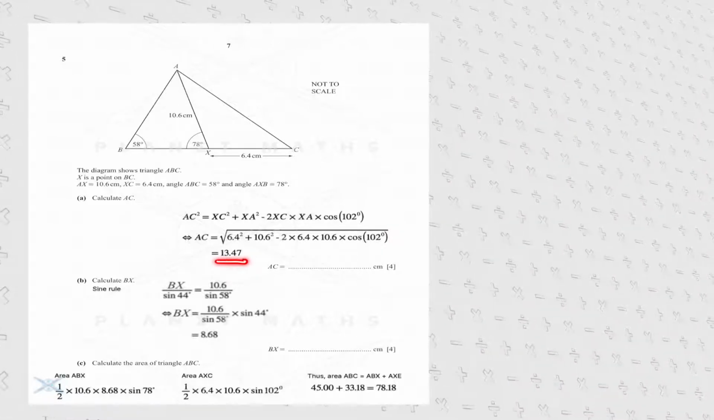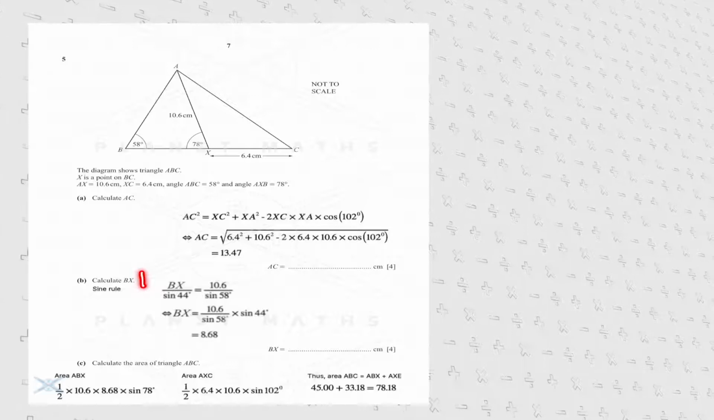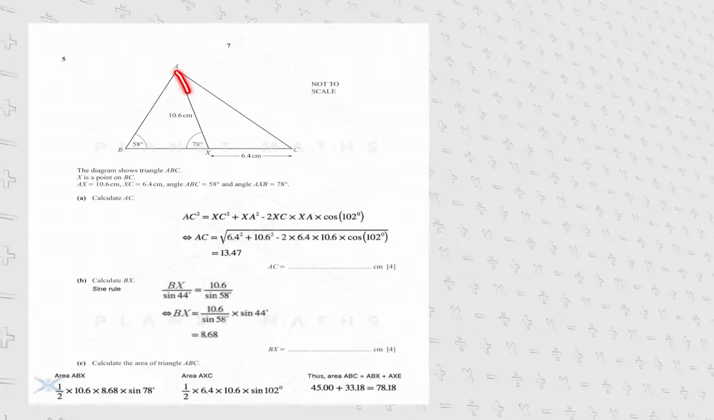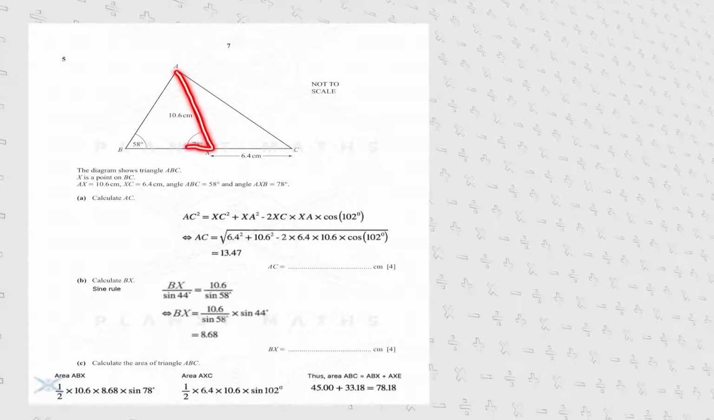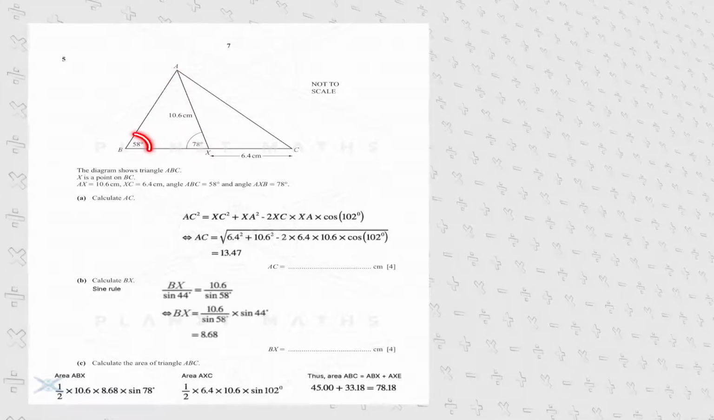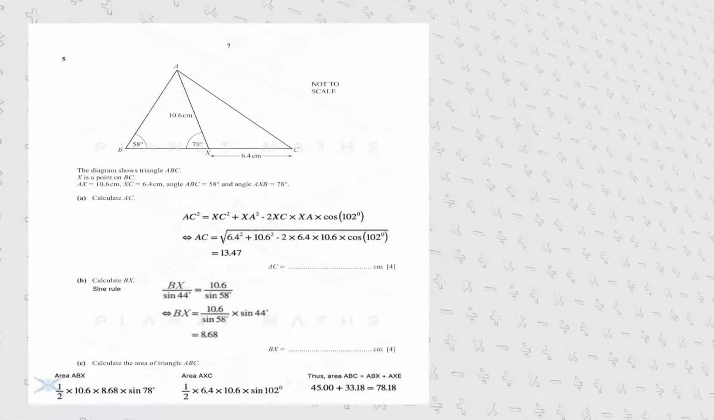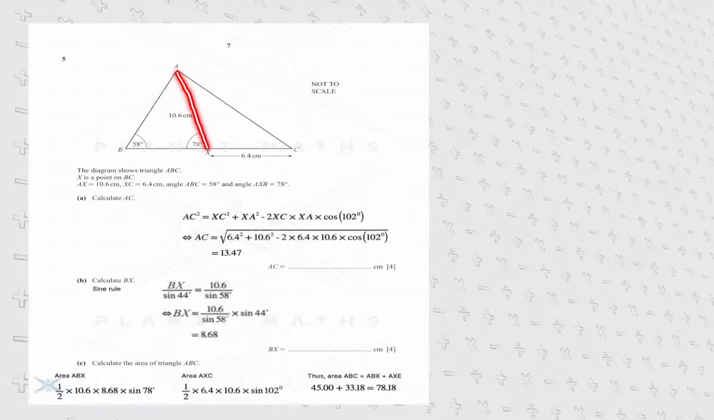13.47 centimeters. In part B, we are required to calculate the length for BX. Again, we will take a look at the information that is provided now in triangle ABX. And we can see that we are provided with the size of 2 angles and 1 opposite side. So whenever we work with 2 angles and with at least 1 opposite side, we can employ the sine rule.